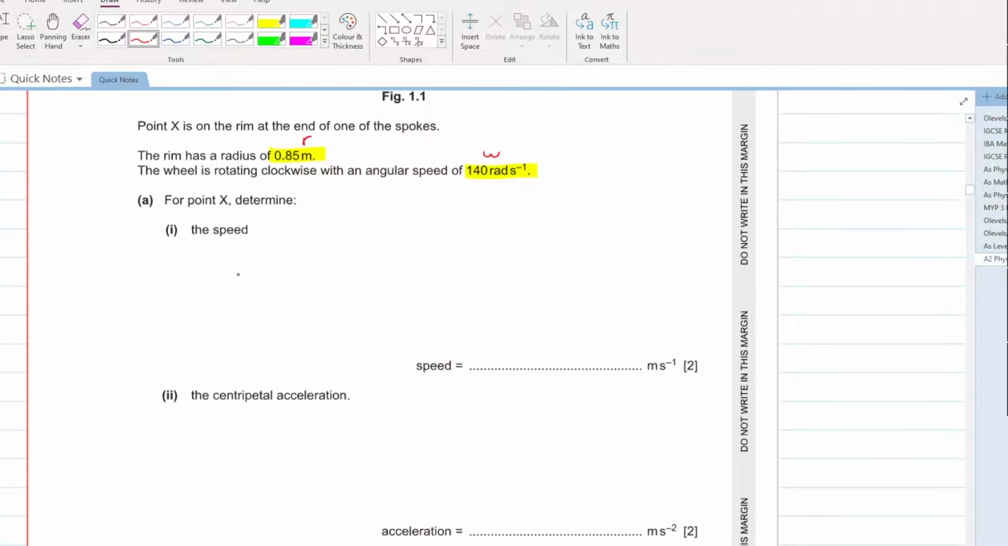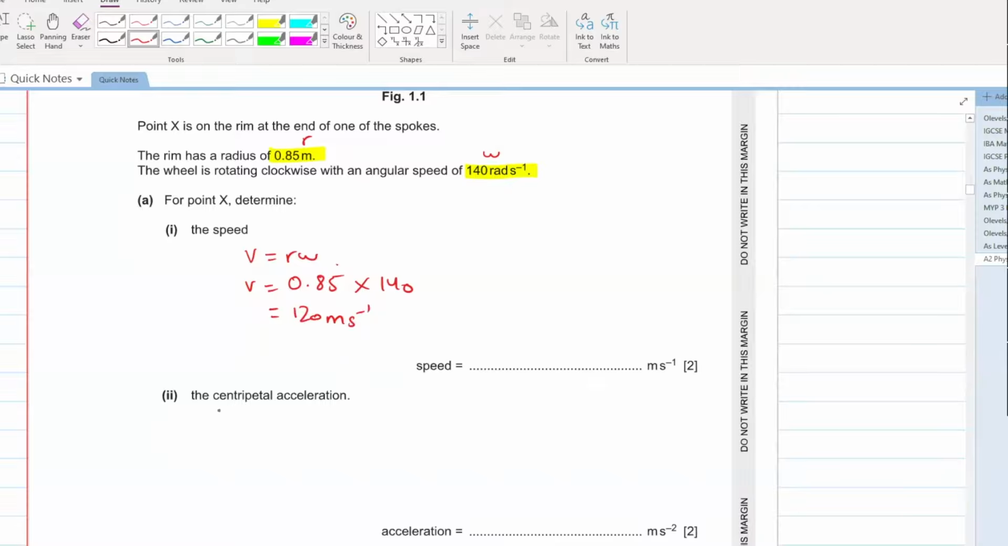Can you calculate the speed? Yes, V is equal to RW. V is equal to R, that is 0.85, into W, that is 140. Can any genius tell me the answer? 119 is coming. Everyone else also calculate 119, or 120 m/s to two significant figures will be your answer.